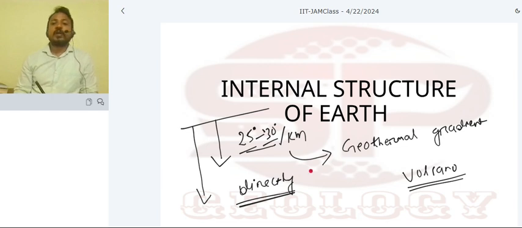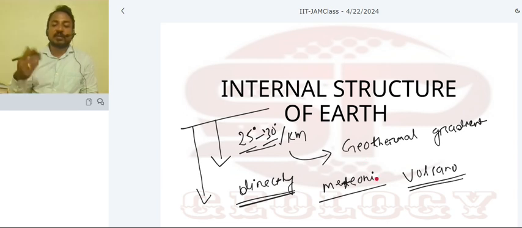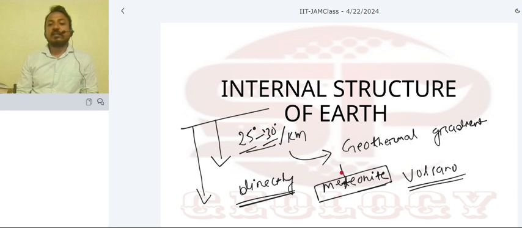Also, the Earth's structure is similar to that of a meteorite. Meteorites are extraterrestrial bodies, and the composition and layering of a meteorite are similar to Earth. So we study Earth through them.